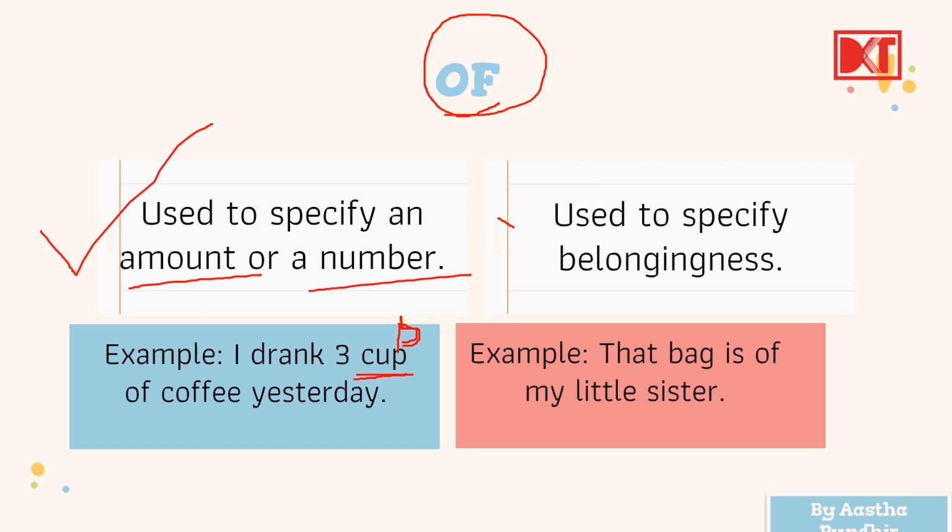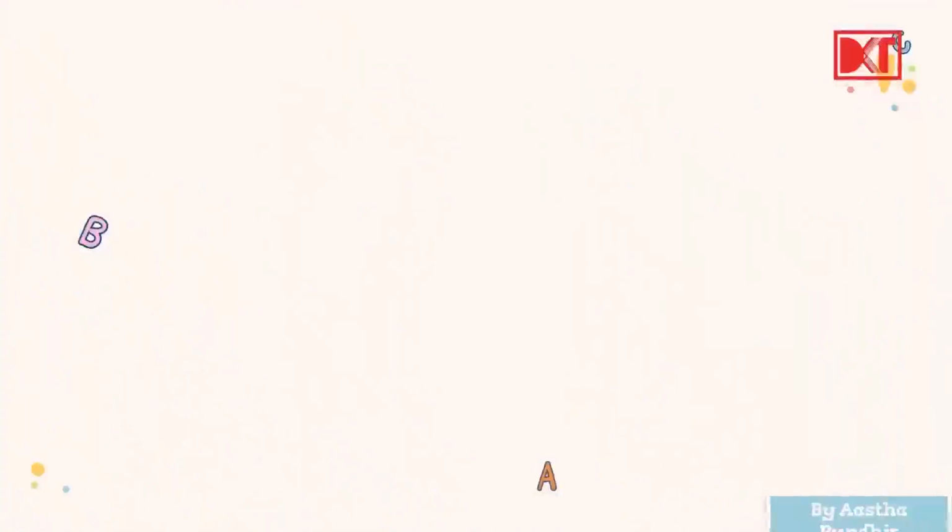Then it is used to specify belongingness. That bag is of my little sister. Whom does it belong to? My little sister. So belongingness. 3 cups of coffee. 3. Amount or number we're telling. So, "of".